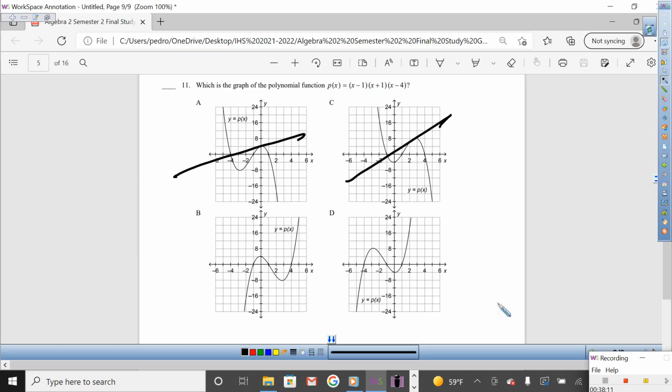So what were our roots? 1. This one has 1, and this one has 1, yes. What else? Negative 1. This one has negative 1, this one has negative 1, yes. Positive 4 or negative 4? So the answer is B, yes. Be careful with these, yeah? All right, how are we doing with graphing? All right, let's go to number 12.